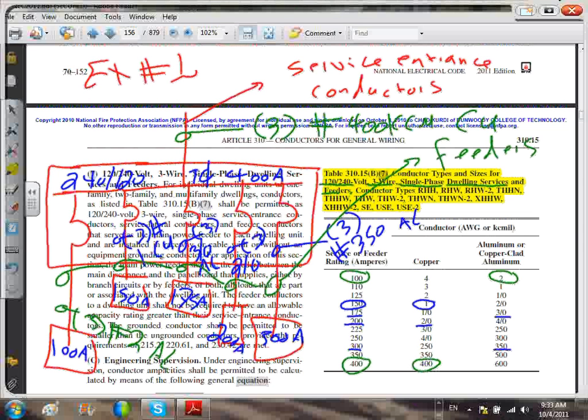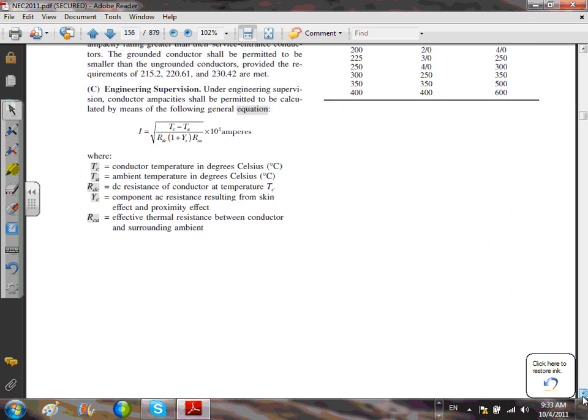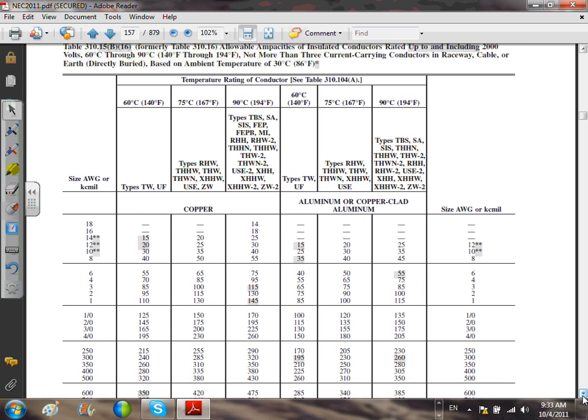Okay, so everybody knows how to use this table? Okay, so the second one that we need to go to, obviously, is the single most important table, which is 310.16. You guys remember I told you how to use this table? I'm going to summarize quickly before I go into the examples, how to use these columns.